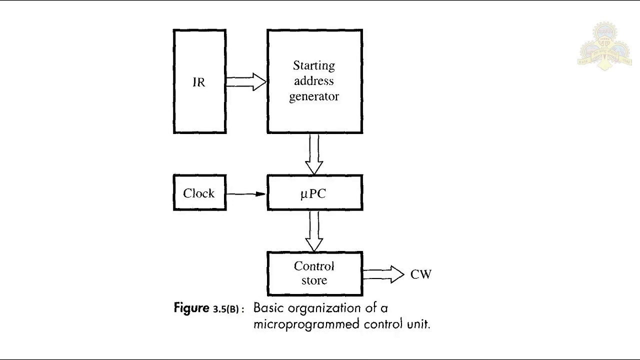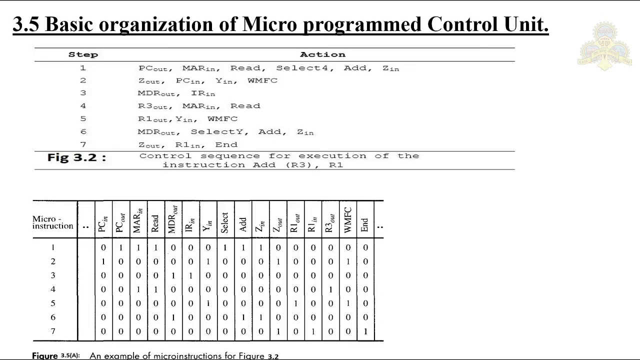Before starting to explain this, we have to understand some basic terms here: what is a control word, what is a microinstruction, a microroutine, and so on. For that we will check this slide. First, starting with the control word. What is a control word? Control word, that is CW.